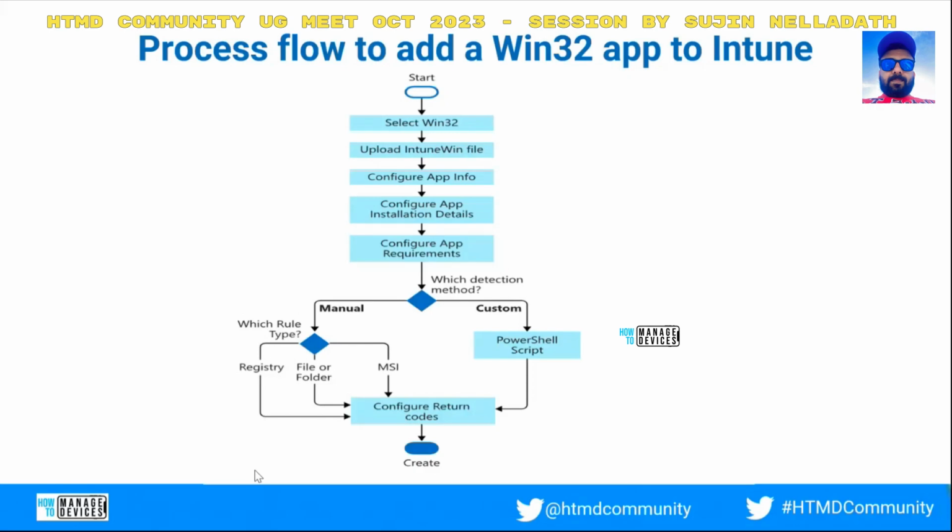So when it goes to the custom, you're going to use a PowerShell script. You can only use the PowerShell script over there. That script will detect whether the application which you're going to deploy is already installed or not, right? That's how the detection method would work. When it comes to the manual detection method, there are three options basically. One is registry, another one is file or folder, and the third one is MSI.